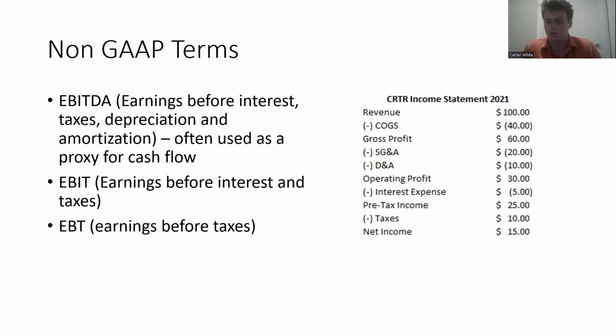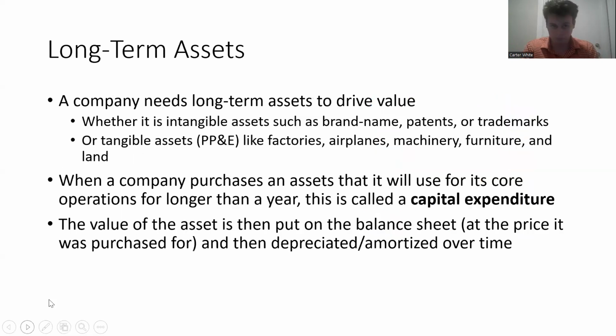And then EBITDA is basically just operating profit plus D&A, or your revenue minus COGS minus all of your operating expenses that don't include D&A. Because D&A, of course, is an operating expense. It's just non-cash. So moving on from that, I just thought it'd be important to let y'all know about these non-GAAP terms because they're used a lot.